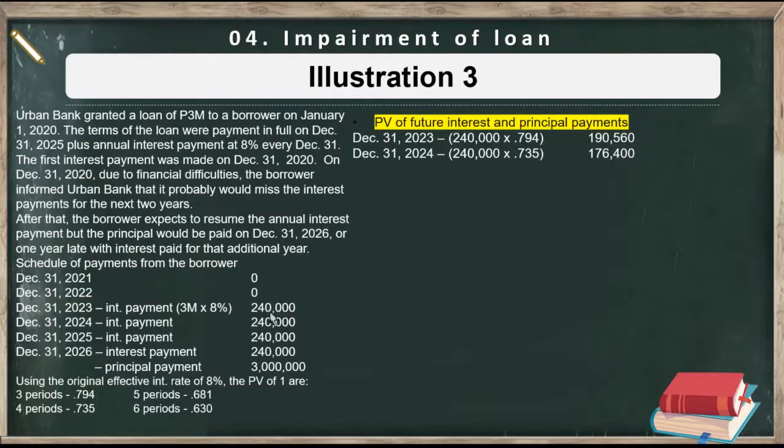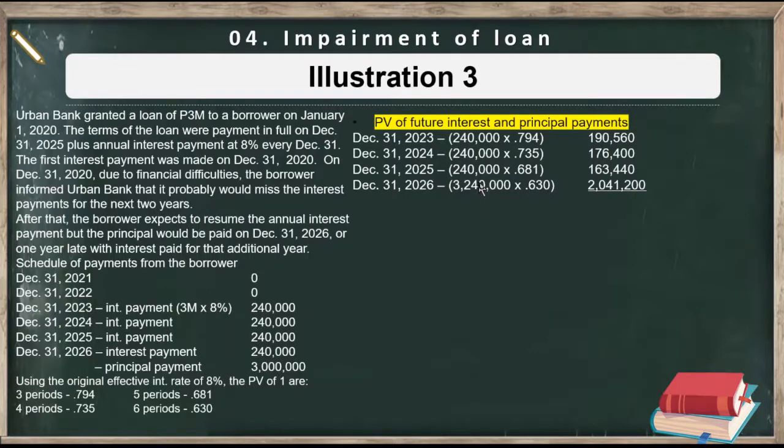Okay, so the interest payment of 240,000 is based on the principal times the stated rate or the nominal rate. Then in 2025, you have 163,440. And then on December 31, 2026, you have 3,240,000 times 0.630. So this is the sum of the interest and the principal already.